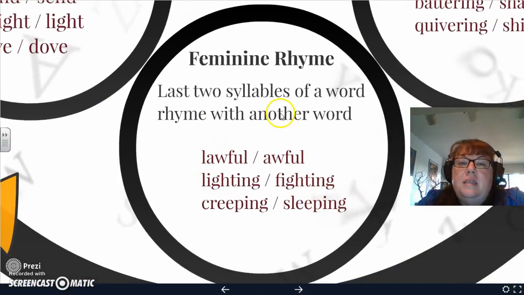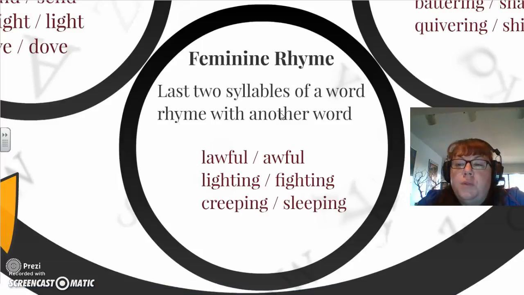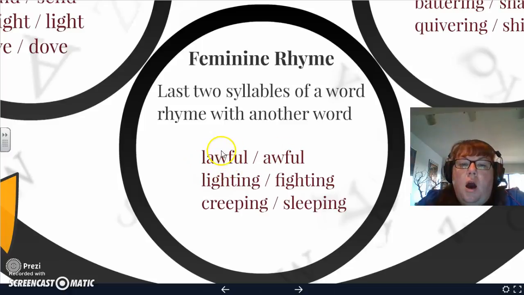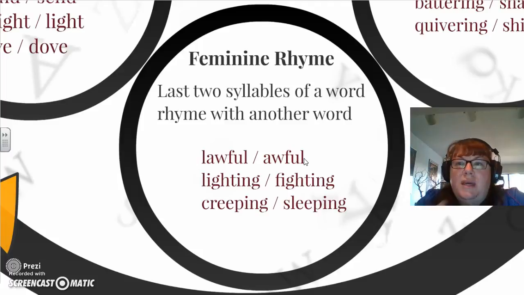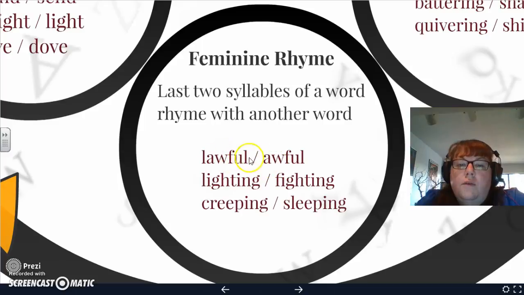Okay. Feminine is where the last two syllables of a word rhyme with another word. Both syllables have to rhyme. So unlike masculine, where it's one syllable, feminine is two syllables. Lawful, awful, so that you have the aw and the ful in both words. Now this is also a perfect rhyme. I'm giving most of them to you as perfect rhymes so that you can see how it feels and what it looks like. Awful, lawful, lighting, fighting, so the it and the ing. And creeping, sleeping, it's the eep and the ing. So you're getting the two syllables here.